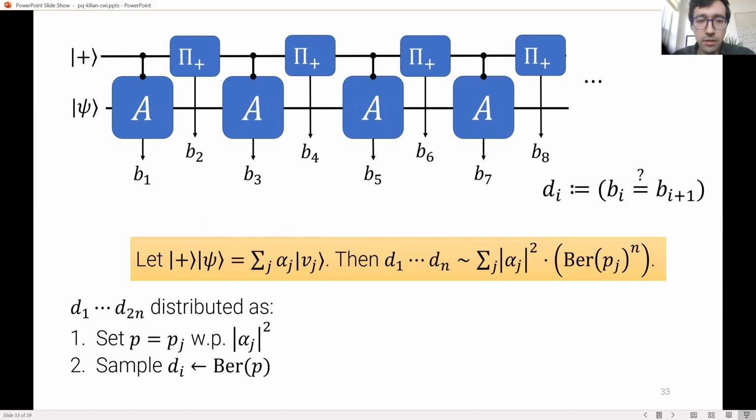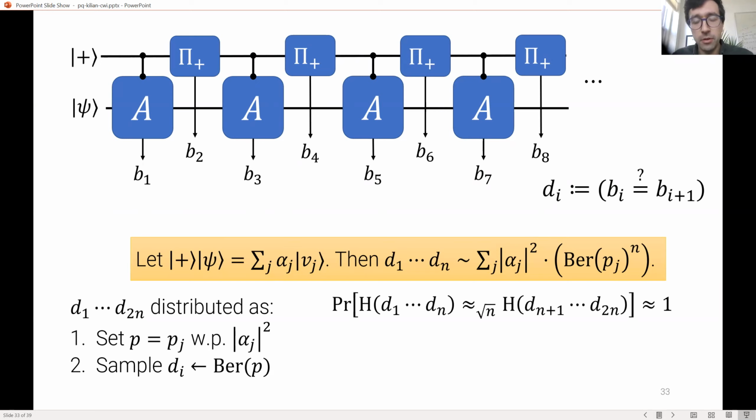So what does this mean? So now I'm going to think about running it for 2n steps rather than n steps. All right, I just changed the n to 2n. What this means is that you can model this as I choose a parameter p to be equal to pj with probability size of alpha j squared, and then I sample each di from a Bernoulli distribution with parameter p. In particular, all of the di's are correlated with each other.